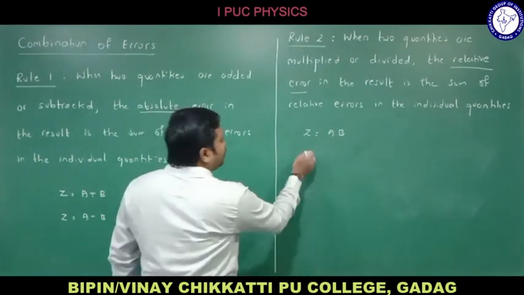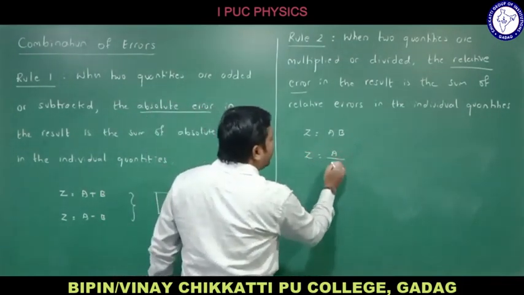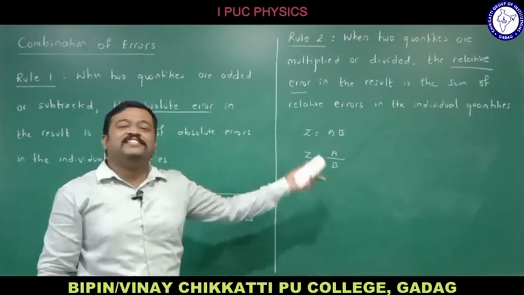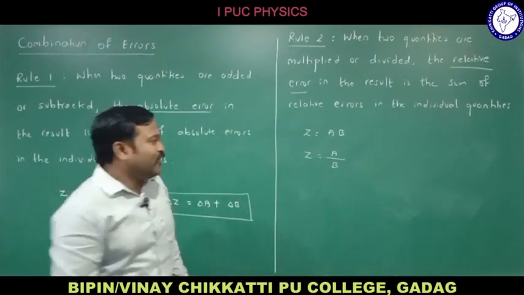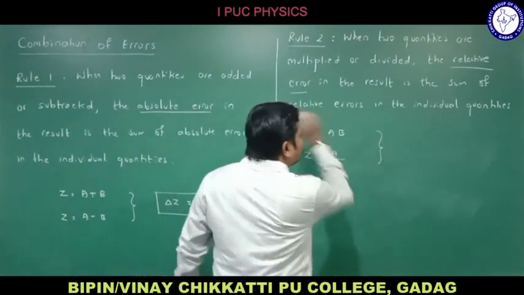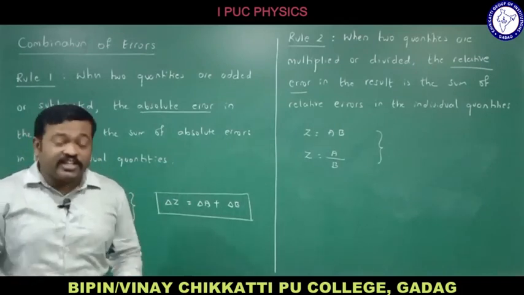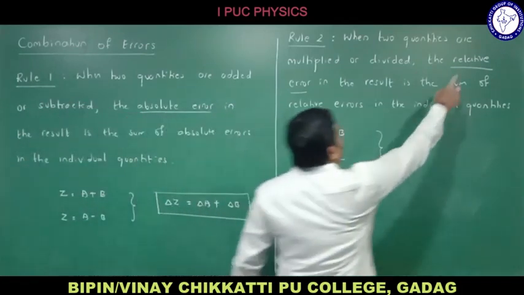Then Z equal to A divided by B. Multiplication or division. This is like density equal to mass by volume. Now if the formula is like this, in order to calculate the error in the final result, which error do I need to take? I need to take a relative error.